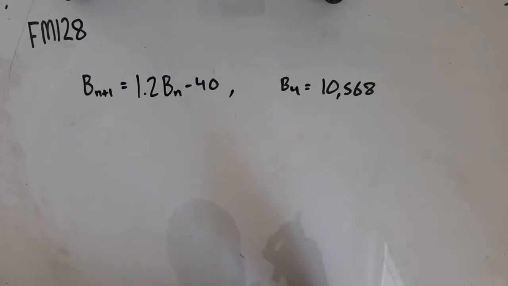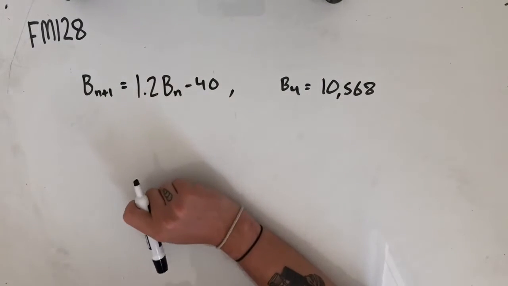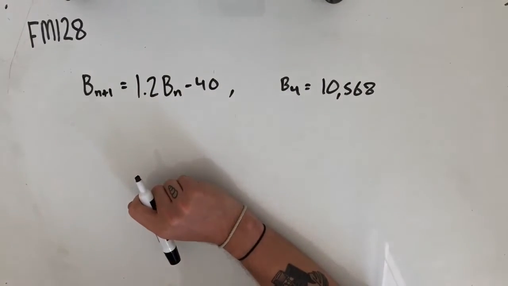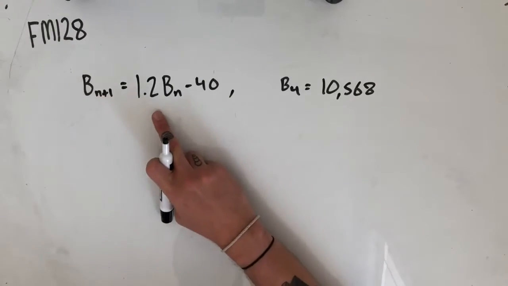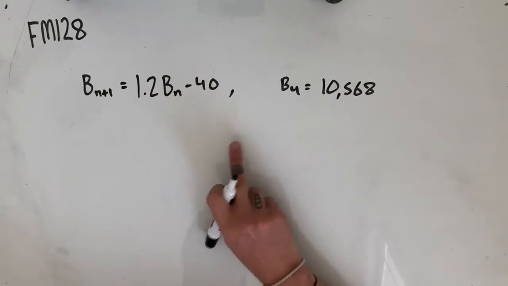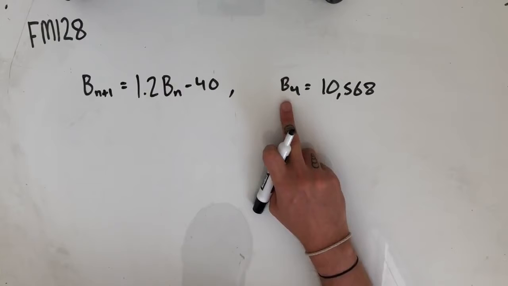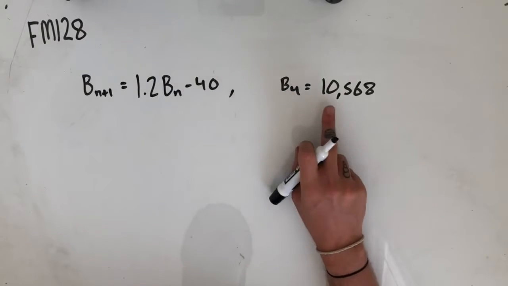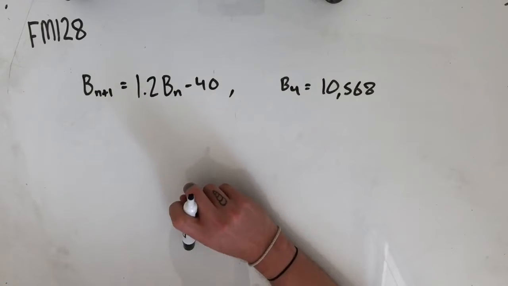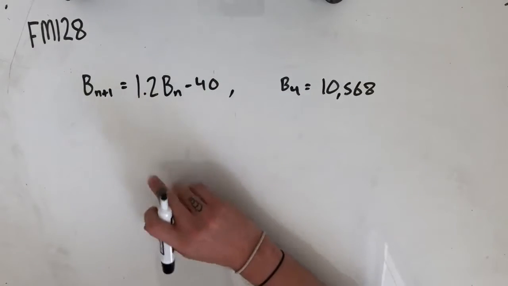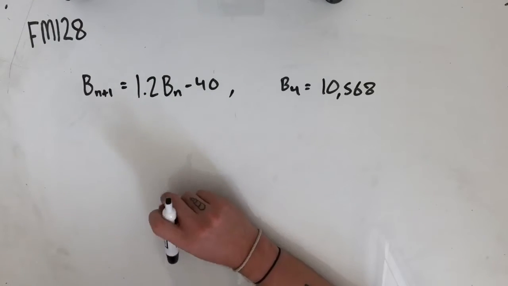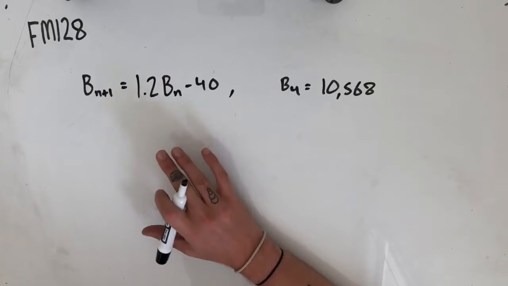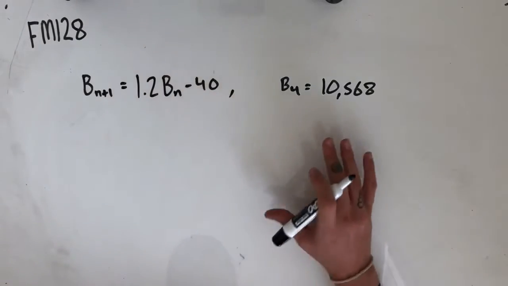This question reads, 4 years after observations began, 10,568 bees were found to be living in a hive. The number of bees living in the hive changes from year to year according to the recurrence relation Bn+1 = 1.2Bn - 40. And of course, we've been told after 4 years, so that B4, the number of bees in the hive, is 10,568, where Bn is the number of bees observed living in the hive n years after observations began. The number of bees living in the hive 2 years after observations began was closest to what?